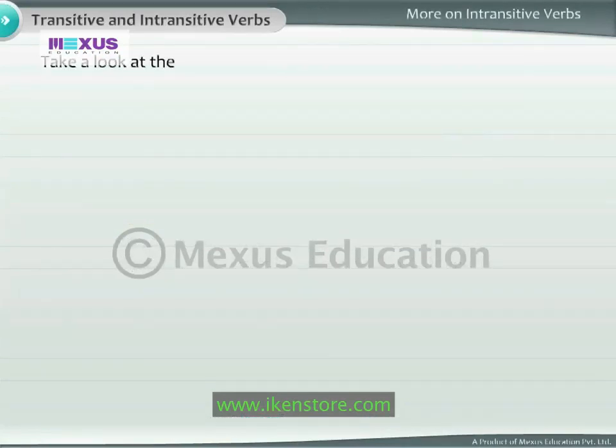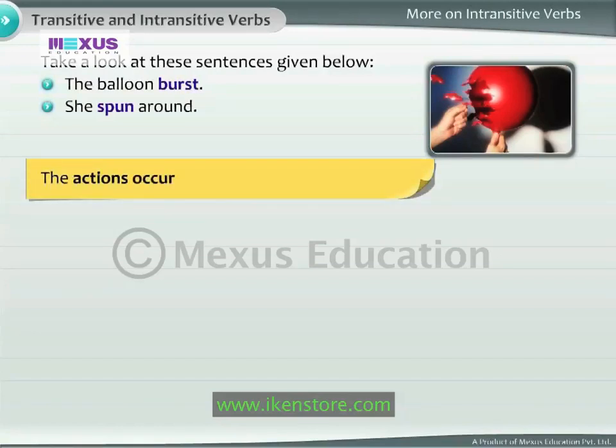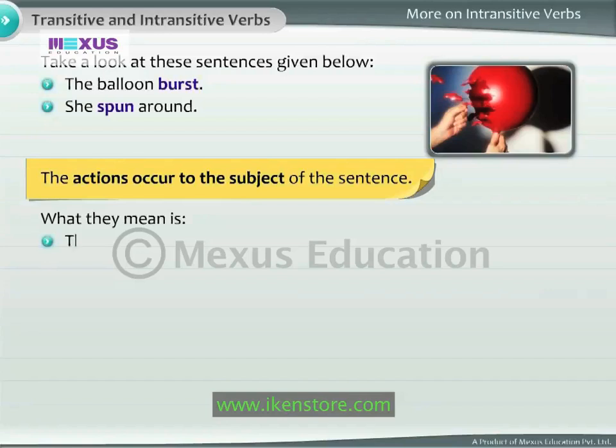Take a look at these sentences given below. "The balloon burst. She spun around." The action that takes place occurs to the subject of the sentence. "The balloon burst itself. She spun herself around."